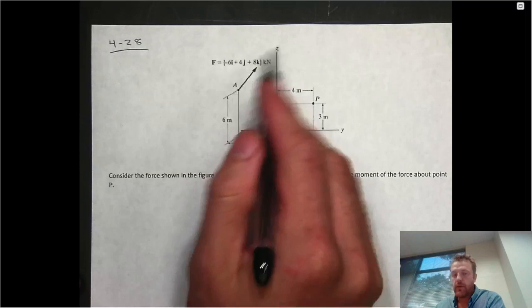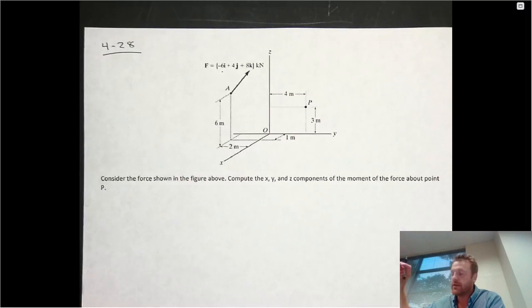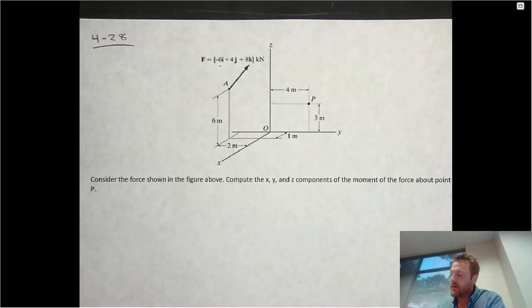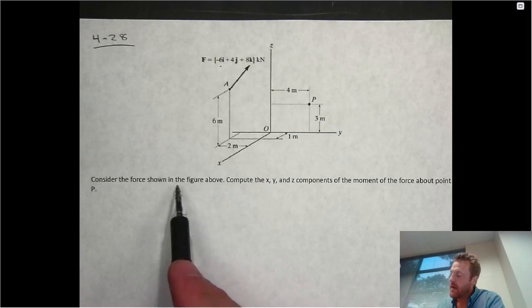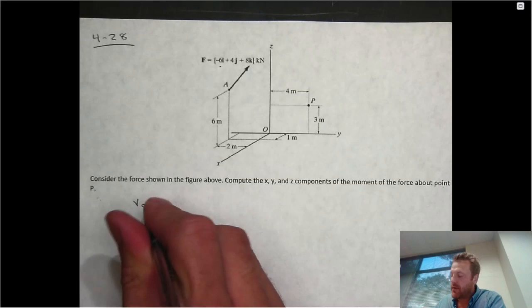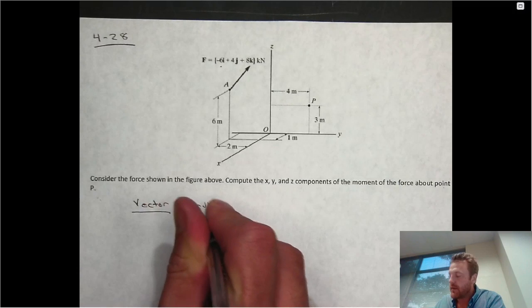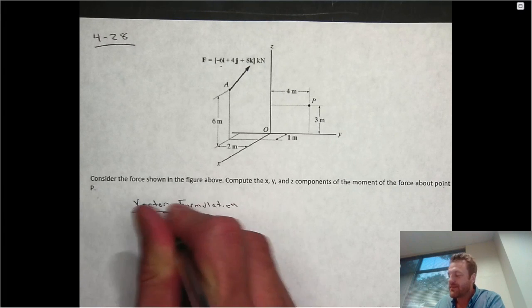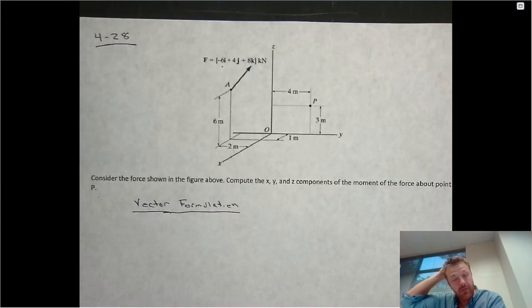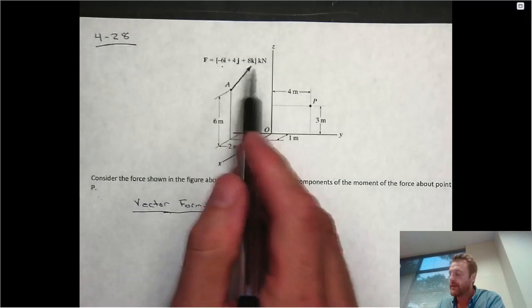And in this case, we're given a force which has a tail at point A. It's expressed in terms of rectangular or Cartesian form. And what we're asked to do is to compute the moment of this force about point P. So remember that the vector formulation of computing a moment uses a cross product as opposed to that scalar formulation. And you may say, well, why don't you just use the scalar formulation here? Well, it would be very hard to get the perpendicular distances for each of the components of this vector.